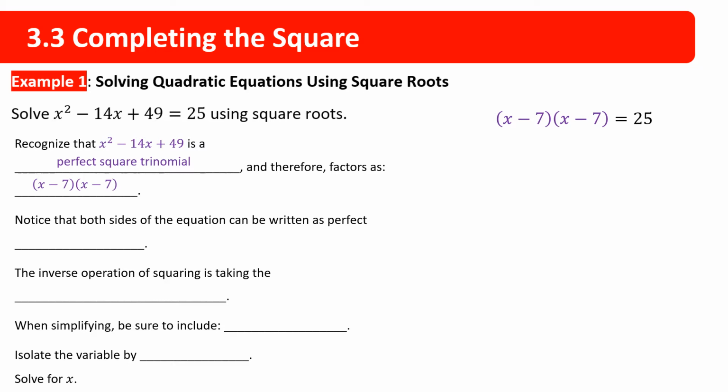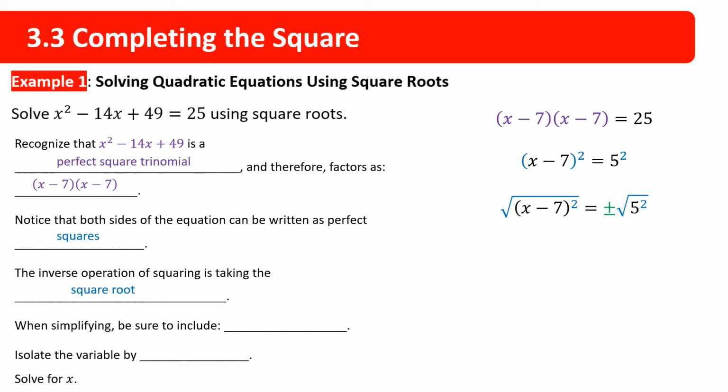Notice also that both sides of the equation can be written as perfect squares. X minus 7 is written twice. That can be written as x minus 7 squared. And you know 25 is 5 squared. So when our directions ask us to solve the quadratic using square roots, we're now in that position. The inverse operation of squaring is to take the square root. When we take the square root on the left-hand side, the purpose is for us to get closer to being able to say x equals.